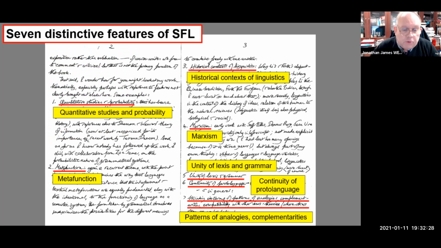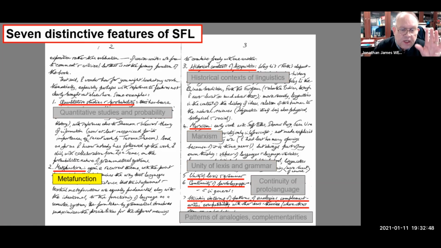One time Halliday wrote me a letter. And in the letter, he identified what he considered to be the seven distinctive features of systemic functional linguistics. Among these features that he identified, these seven distinctive features, one of them is metafunction.